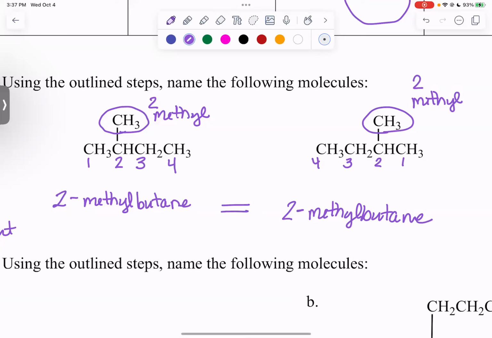They're not drawn exactly the same, but they are the same molecule. Remember when we talked about this in class, we talked about this being an isomer. And this is just a conformational isomer. It has the same molecular formula. It has the same name. We just drew it a little bit differently, and that's fine. It's still the same molecule.